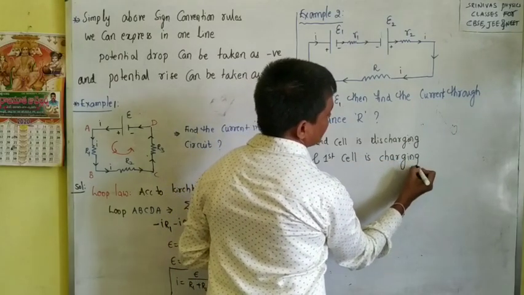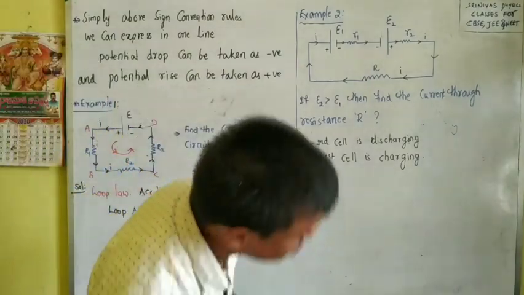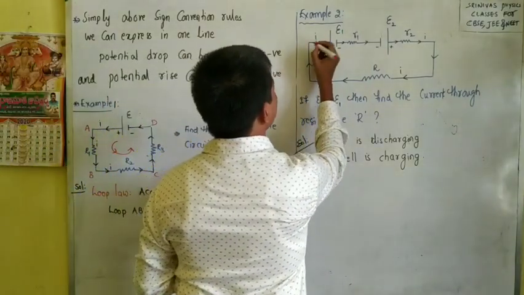This is our case, and I want to find out the current in the circuit. For that we have to select the loop, anyone you can select.